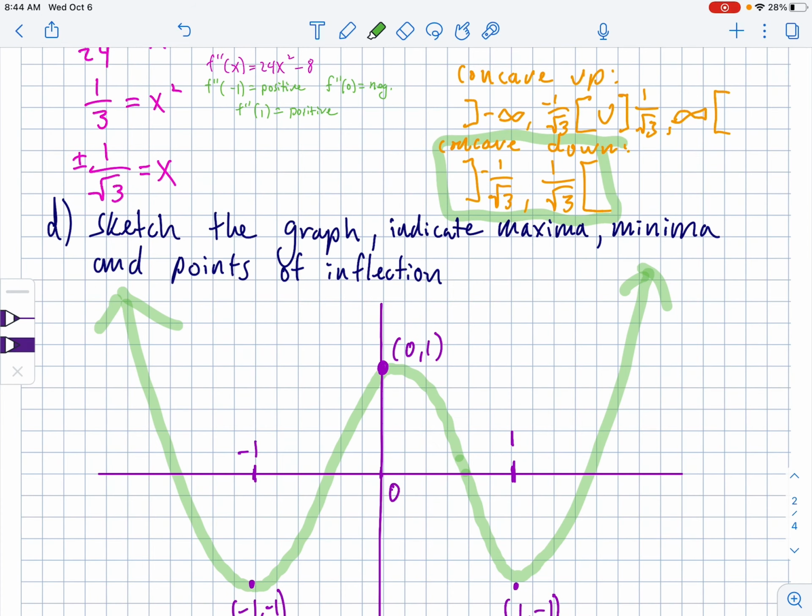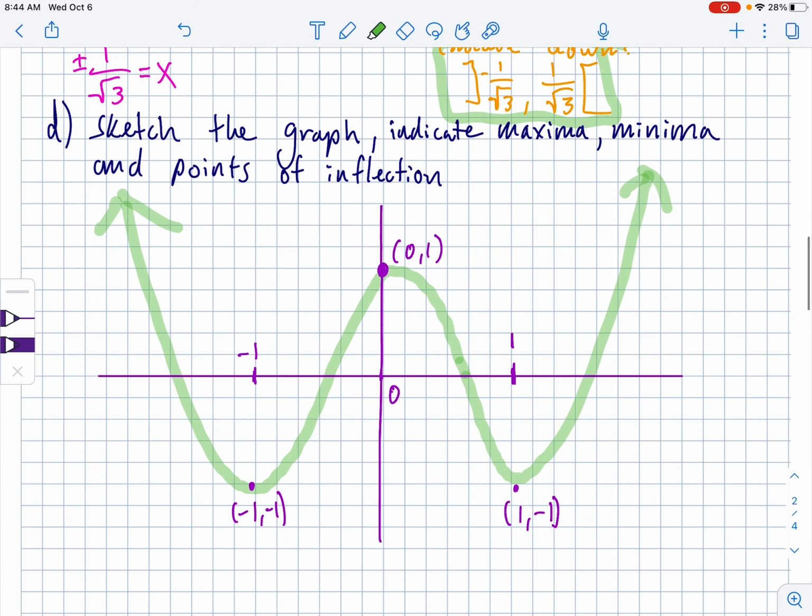Also, we found the inflection points. They're right here. They happen at -1 over root 3 and +1 over root 3. That's where the concavity changes. So if I look at the concavity, it's concave up, concave up, concave up, but then right around here it switches to concave down, concave down, concave down. So this point right here is an inflection point.